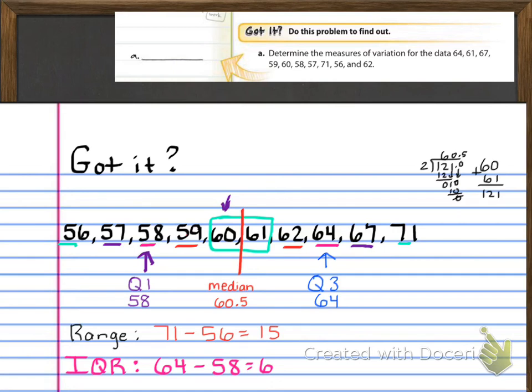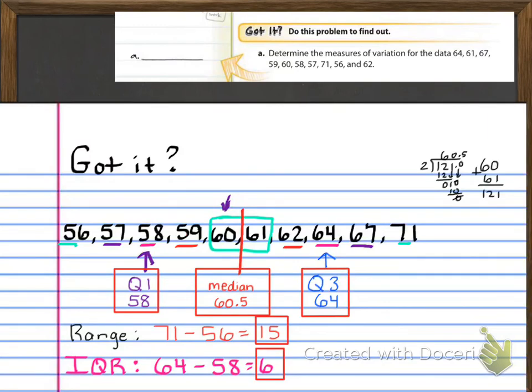So we're going to put a box around that. Our range is 15. We're going to put a box around that. Quartile 1, quartile 2, and the median. All right, so now you're looking at the information that you have here. All of these answers are correct. You need to have boxes around them.